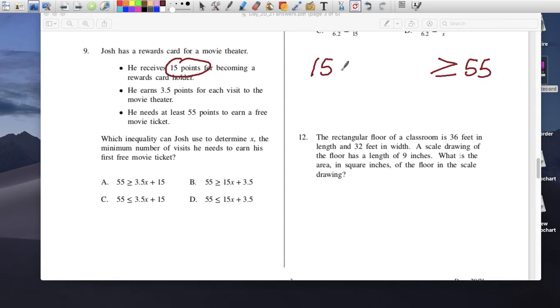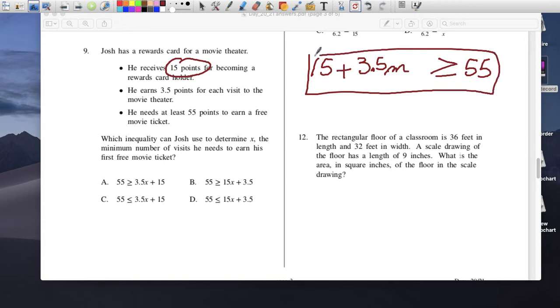So far I have 15, plus he can get 3.5 points for every time he goes to the movie theater, every time he watches a movie. So I'm going to put 3.5 times however many movies he sees. Right? So if he catches a movie tonight, he gets 3.5 points. If he catches a movie tomorrow, he gets another 3.5 points. So every time he sees a movie at the theater, he gets 3.5 points. But don't forget, he also had 15. So we're looking for something that looks like this. So that has to be greater or equal to 55.